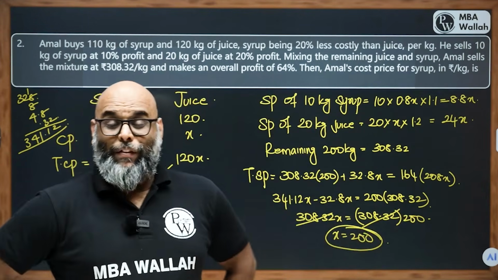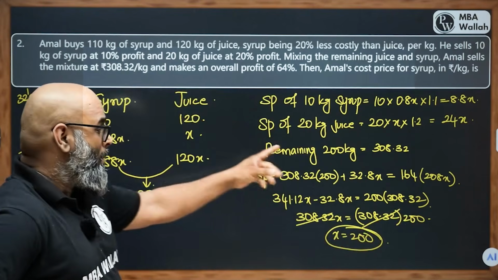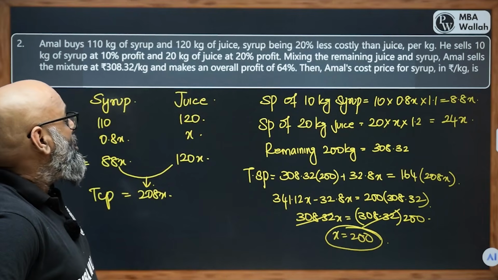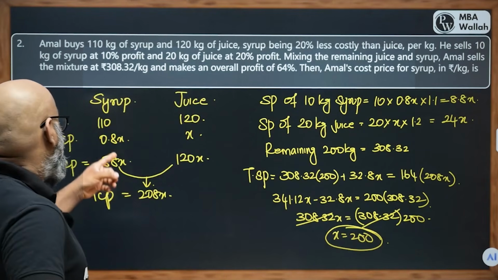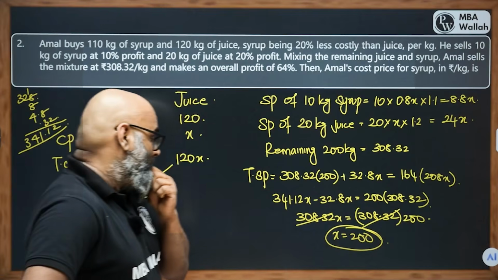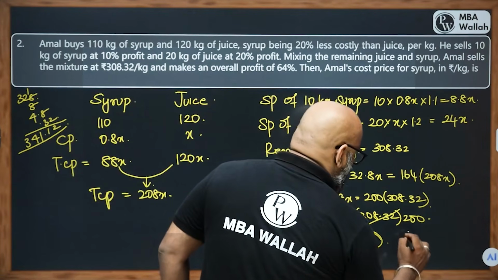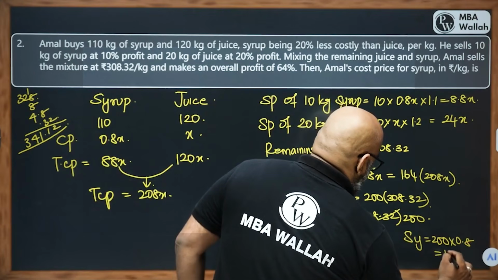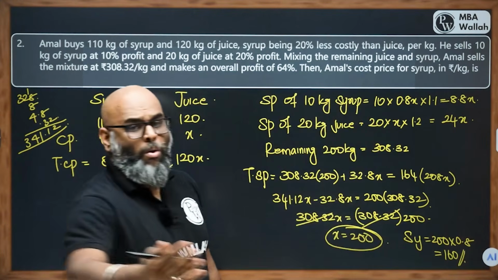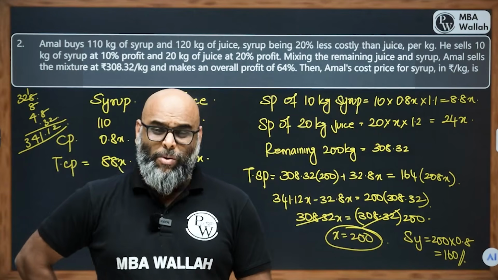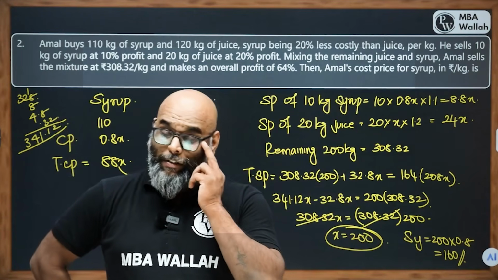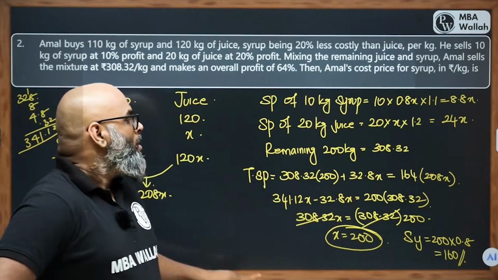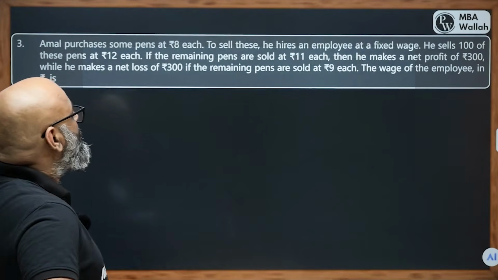Lengthy calculation, definitely doable. Pull out a calculator to do your math, it'll get a lot easier. I think we haven't solved the question yet. Amal's cost price for syrup is asked. Syrup cost is 0.8x, so 200 into 0.8 is 160, and that will be our answer. Such a nice question, a lengthy one, but definitely there on the cards for us to pick and solve. Right? Hop on to the next question.